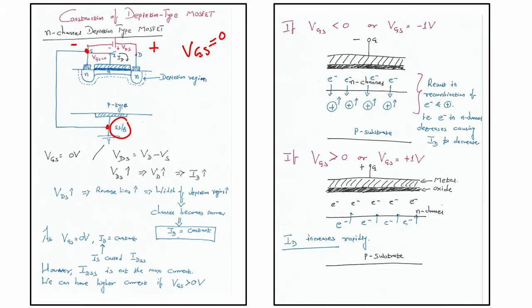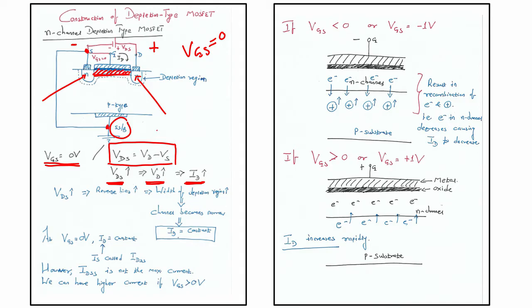Now in this condition you can see source is here, drain is here, and there is already a channel existing between source and drain. So when my VGS is 0 volt, what is my VDS? VDS is nothing but the voltage at the drain minus the voltage at the source. If I increase VDS, my VD will increase and correspondingly my ID will increase. Why? Because I already have this channel present between source and drain.